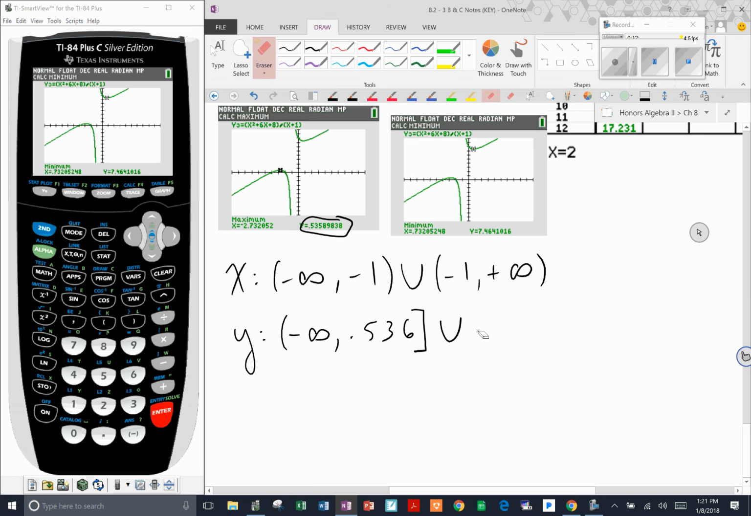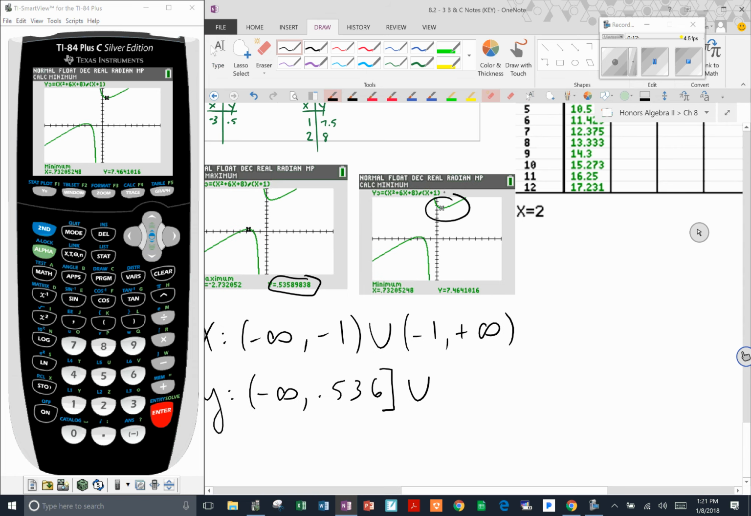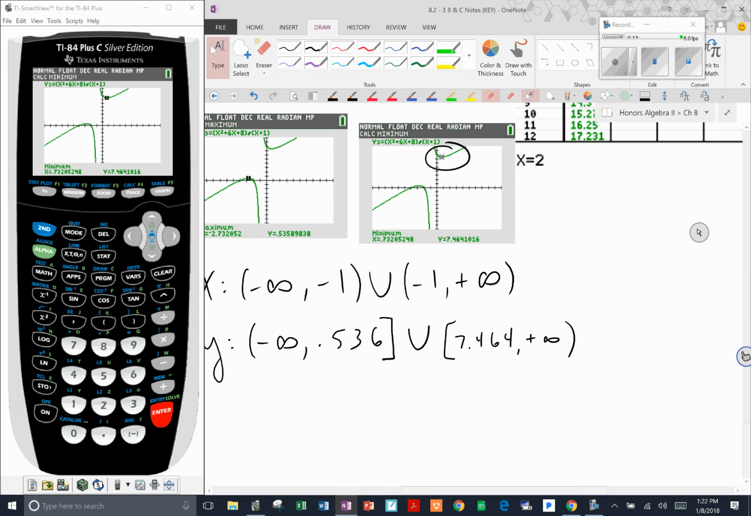And then I'm going to go from that point, from our local minimum there, to positive infinity. So that is 7.464, and then to positive infinity. Now, if you left these as parentheses here, like I said, I think that you could argue either way. I've rounded, so it really doesn't equal that. Personally, I like the brackets. If you left it as parentheses, I wouldn't mark that wrong.